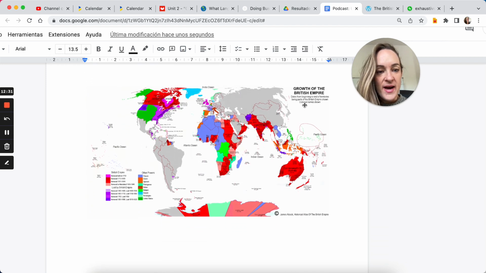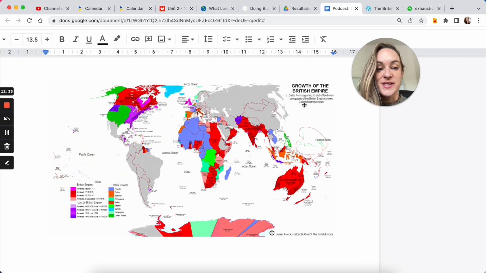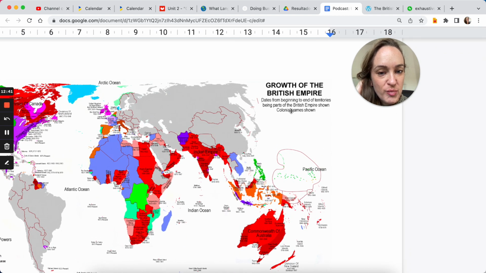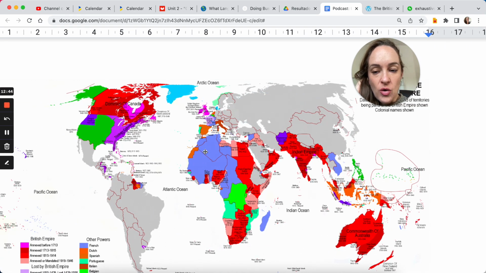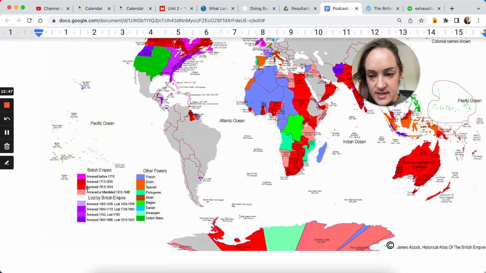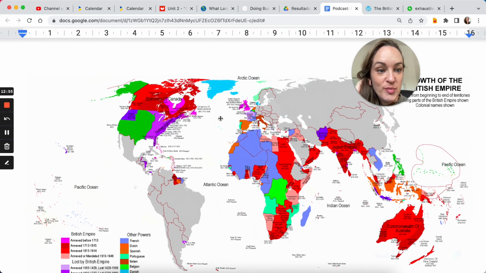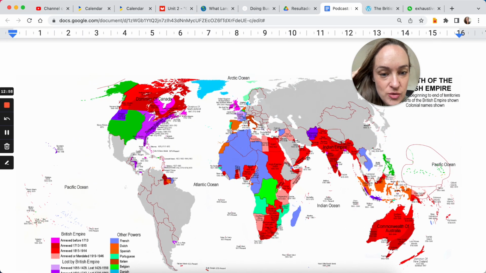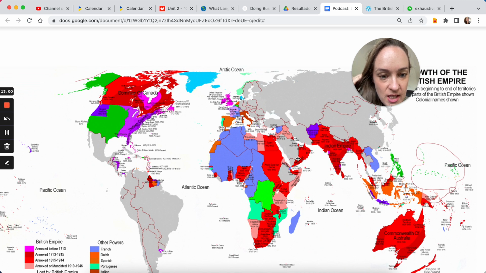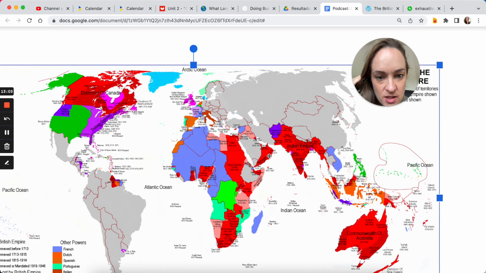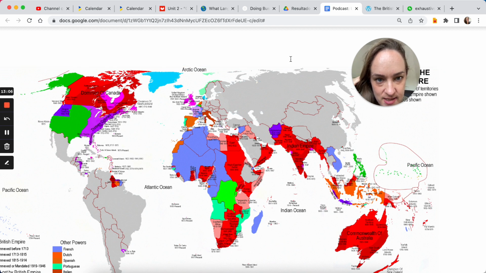And then I found this map, which, for me, was shocking actually. And it shows the growth of the British Empire. So, all of these areas that are in pink, red, salmon color, they were all part of the British Empire. And if we zoom in here to the Arabian Peninsula, you can see. Can't zoom anymore. You can see.